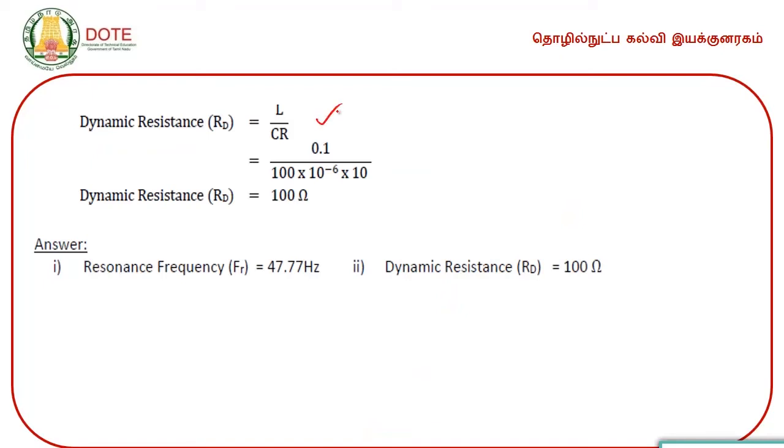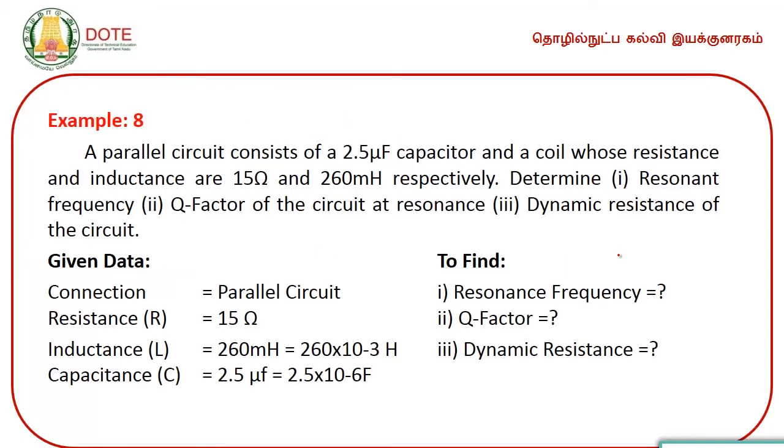Now, how to find out the dynamic resistance? The expression for dynamic resistance is L by CR. L is equal to 0.1 Henry, C is 100 microfarad, R value is 10. Substituting all these parameters and simplifying, we get the dynamic resistance RD equal to 100 ohms. So, the resonance frequency is 47.77 hertz and the dynamic resistance value is 100 ohms. Now, let us move on to the next problem.